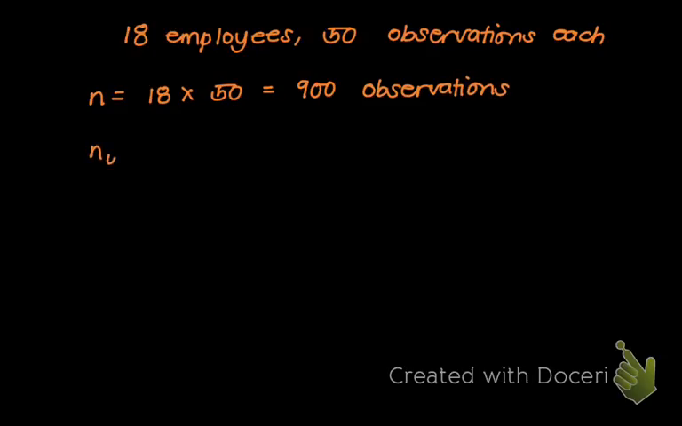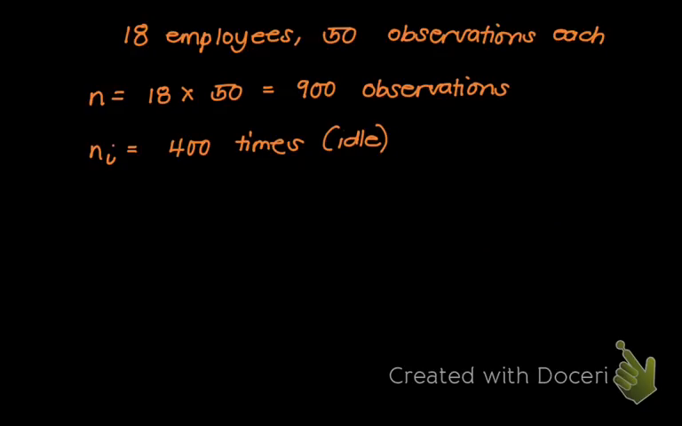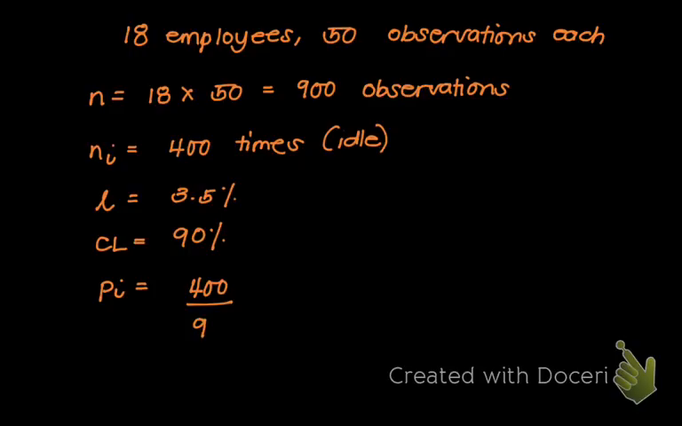It says they were idle 400 times. So, we want to know the number of samples required given an error of 3.5% at a confidence level of 90%. So, our P sub I is 400 over 900.